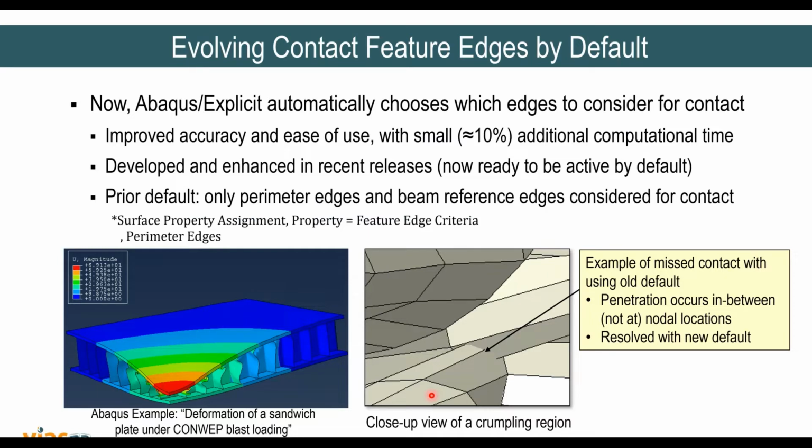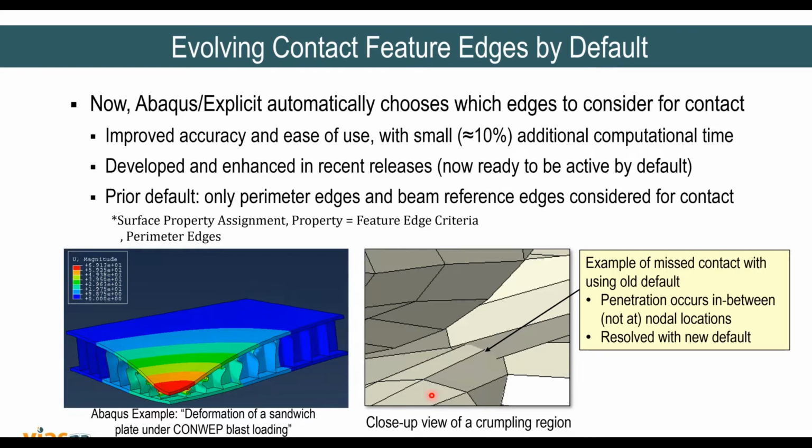So now this was more of the mechanics and the material side. Let me move to the contact. Here I will begin with the evolving contact feature edges. In Abaqus Explicit, in a couple of releases, we have been developing and improving this feature. What used to happen is that these perimeter edges were detected at the beginning, and those are actually used in the general contact domain.